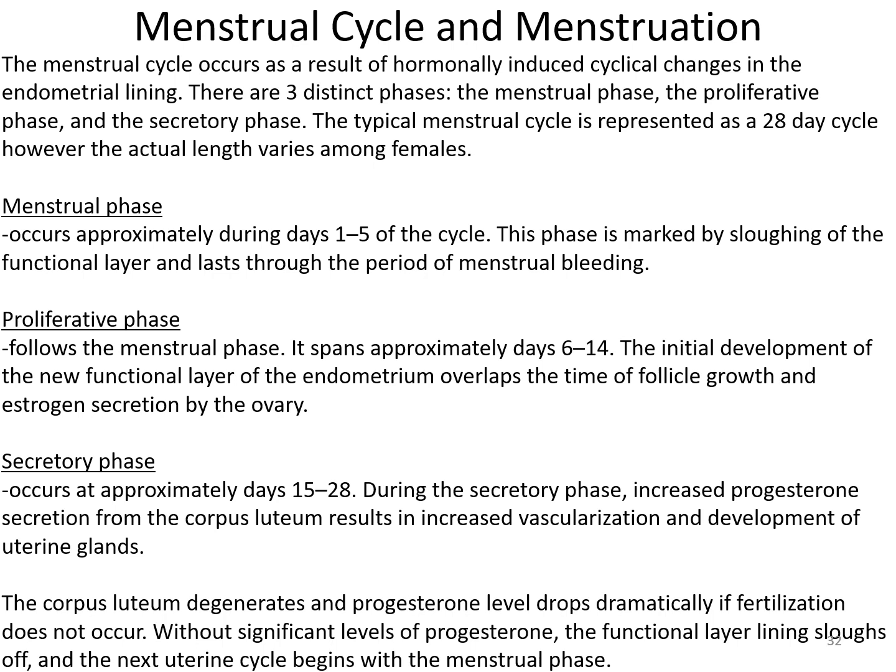The corpus luteum would degenerate and progesterone levels drop if no fertilization takes place. And so without those levels of progesterone, the functional layer begins to slough off again, and we will start back up with the new menstrual phase of the next cycle.